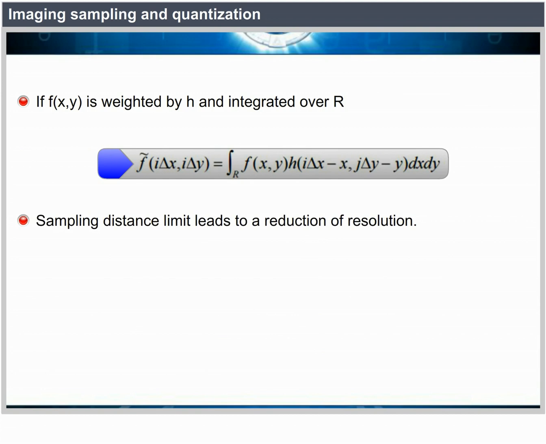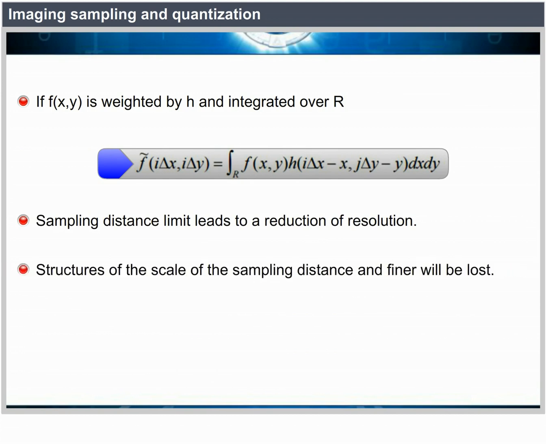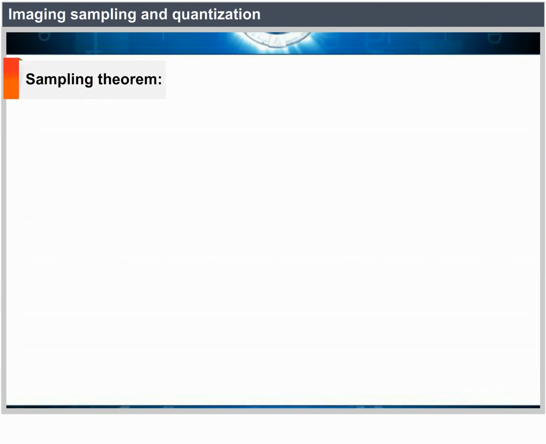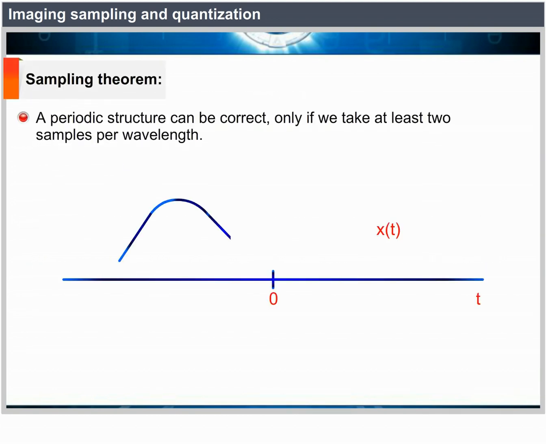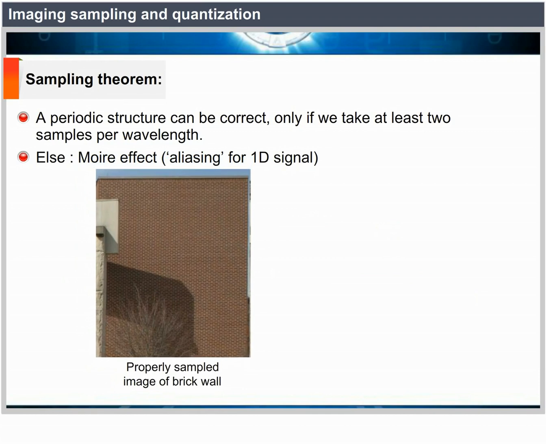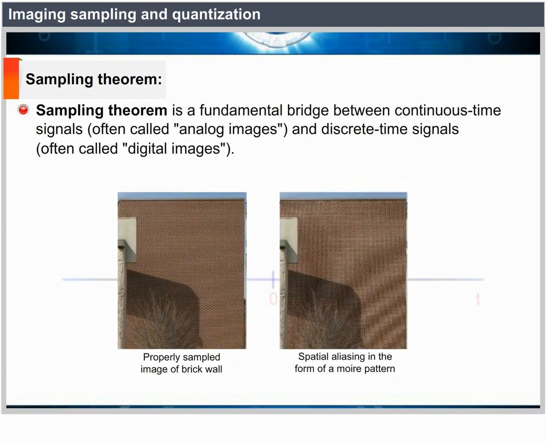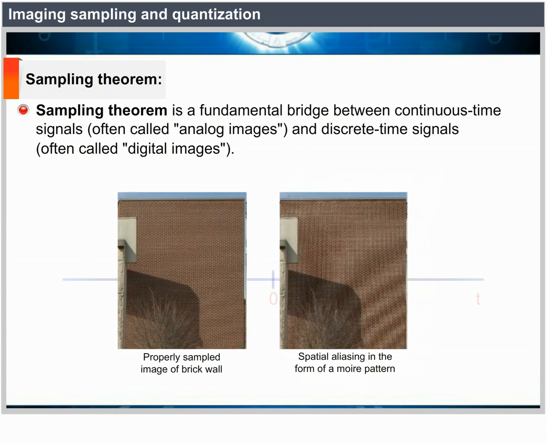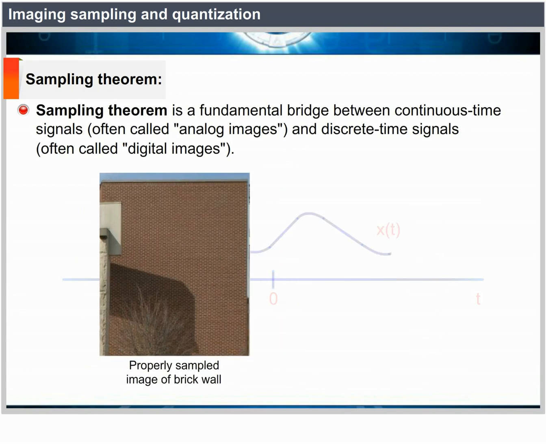Structures of about the scale of the sampling distance and finer will be lost. Sampling theorem: we will obtain a periodic structure correctly only if we take at least 2 samples per wavelength. Else, the Moiré effect occurs. The sampling theorem is a fundamental bridge between continuous time signals, often called analog images, and discrete time signals, often called digital images.